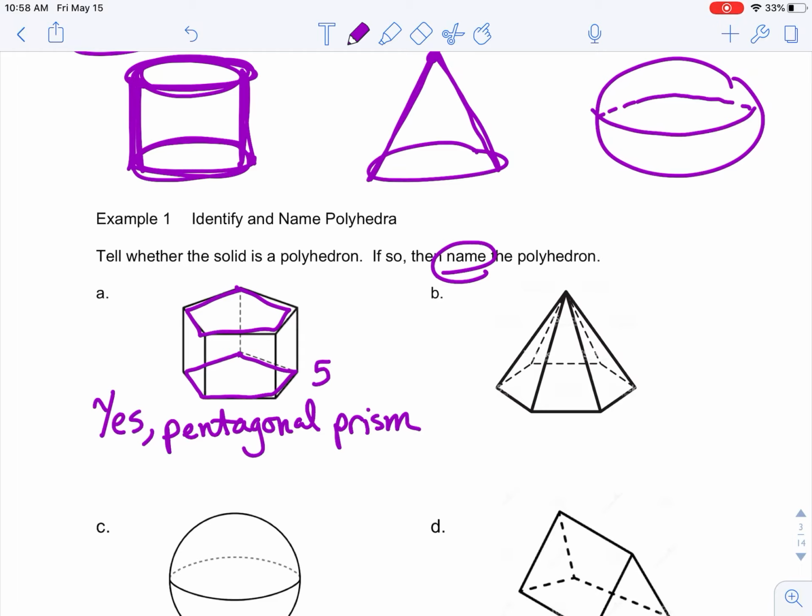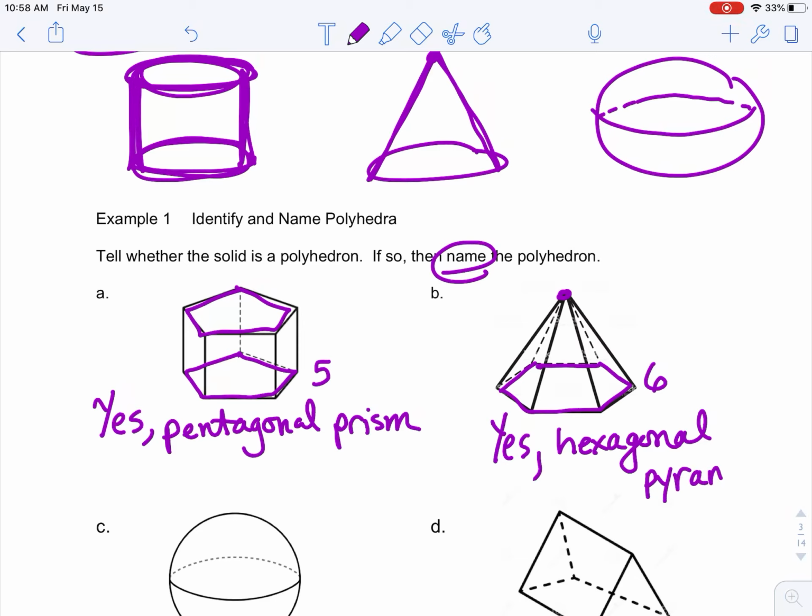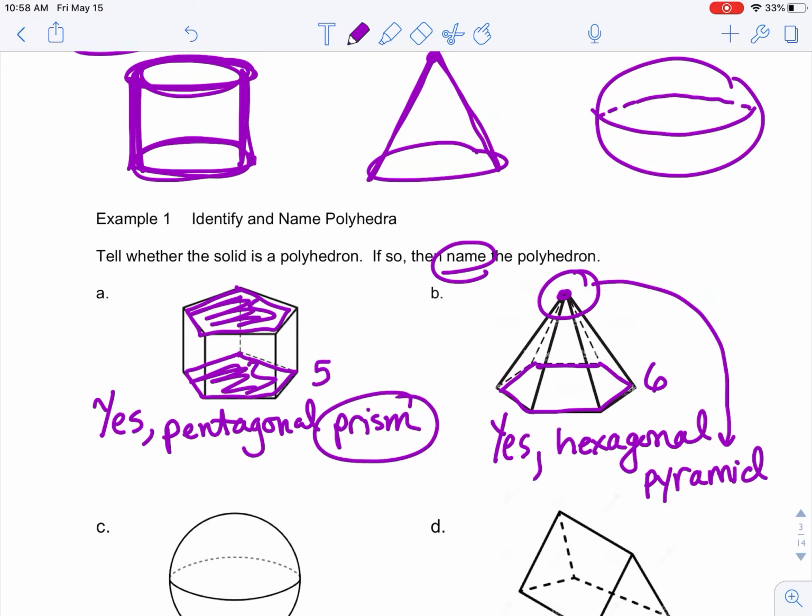Okay, again, this is all straight sides, so yes, it's a polyhedron. What's this base? That has 6 sides, so that's a hexagonal. And it goes to a point at the top, so that's a pyramid. Okay, so point at the top, pyramid. If it has another base at the top, like the bottom, that's a prism.